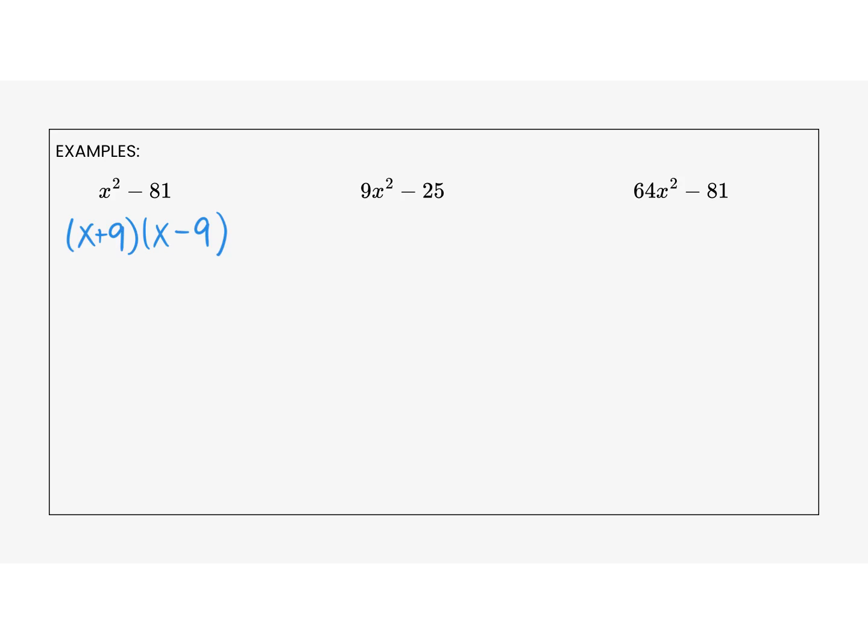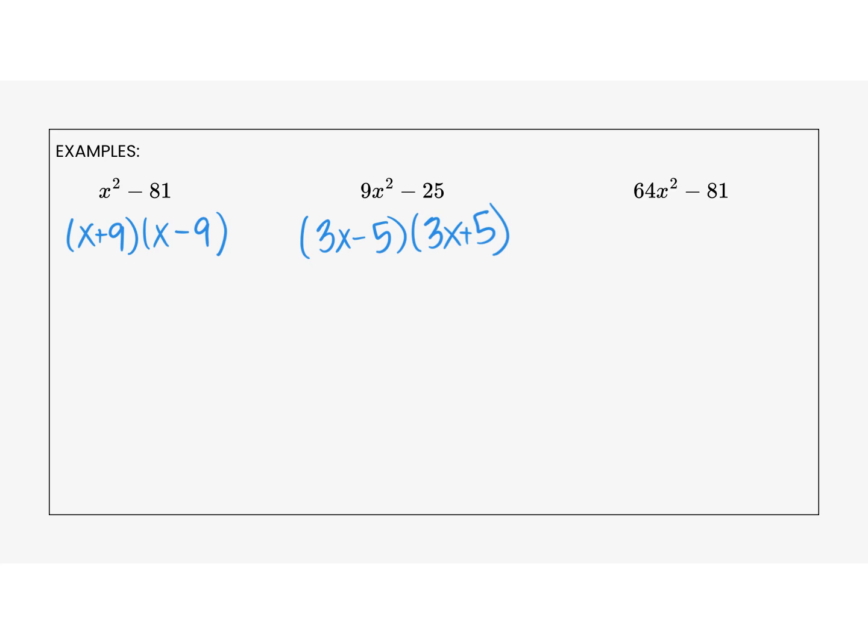Okay, same at 9x squared minus 25. There's no GCF, so there's nothing we can factor out first. But if I look at it, 9x squared is a perfect square, 25 is a perfect square, and we have a binomial separated by subtraction. So the square root of 9x squared is 3x, and the square root of 25 is 5, and then one's going to be plus, one's going to be minus. There's your difference of squares.